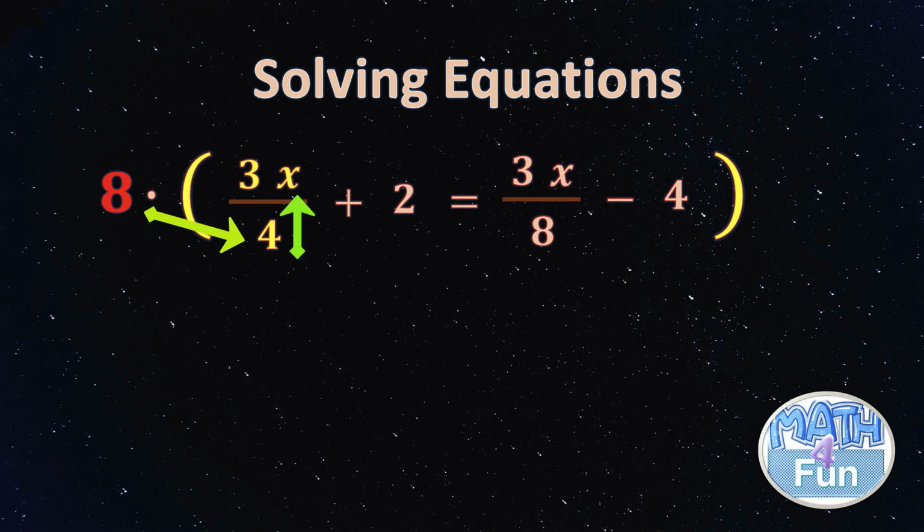So 8 divided by 4 is 2. 2 times 3x, which is 6x. Now we move to the 2. So here we can say 8 times 2, which is 16. Straightforward. And here we have equal.